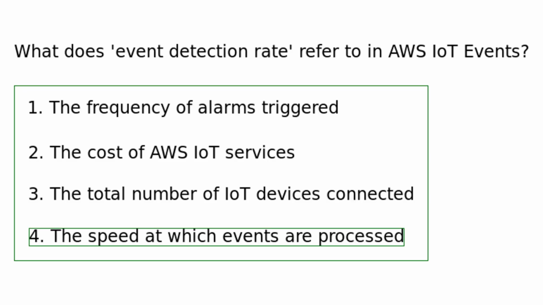Event detection rate in AWS IoT Events refers to the speed at which the system can process incoming events, indicating its ability to detect and respond to events in real time based on defined rules and conditions.